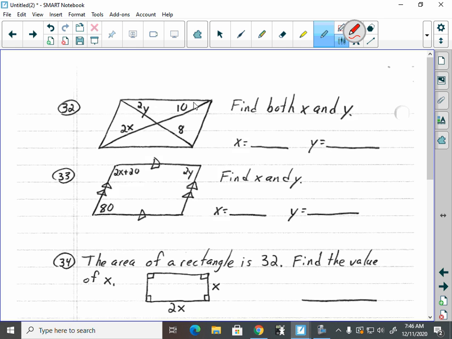Oh man, we just did this on the worksheet. That's awesome. The diagonal pieces are equal to each other. So 2x equals 10. That's easy. And 2y equals 8. Mr. Barrow made that problem way too easy.